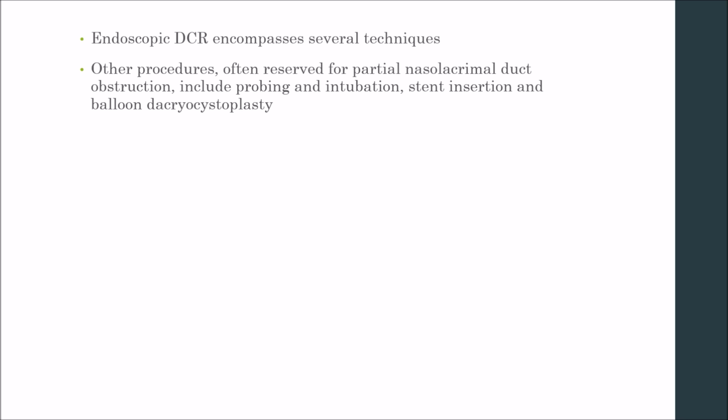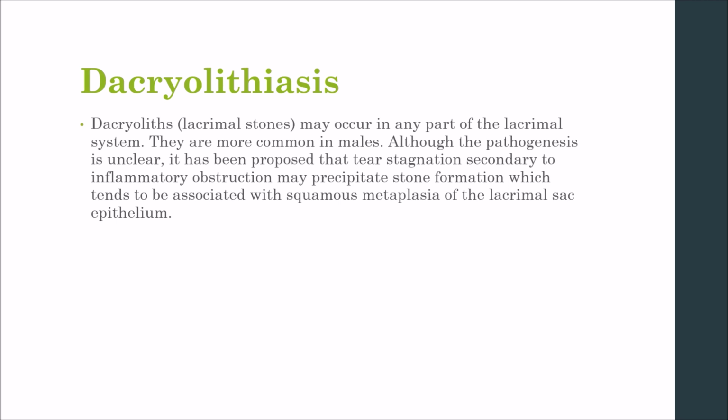Last but not the least is dacryolithiasis. Dacryoliths, which are lacrimal stones, may occur in any part of the lacrimal system. They are more common in males, although the pathogenesis is unclear. It has been proposed that tear stagnation secondary to inflammatory obstruction may precipitate stone formation, which tends to be associated with squamous metaplasia of the lacrimal sac epithelium. Presentation is often in late adulthood.